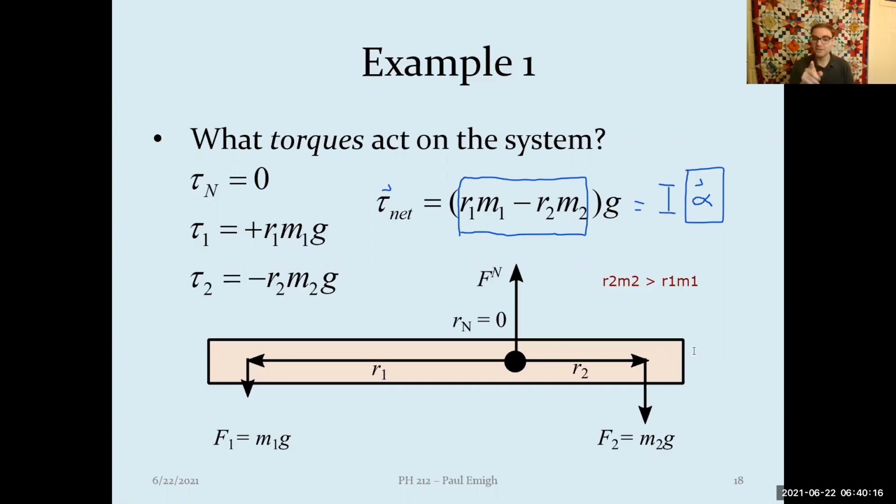And you'll notice that this expression is a little more complicated than any of the answer choices, right? It's not enough to say, oh yeah, M2 had better be bigger than M1. It's only that M2R2 had better be bigger than M1R1.